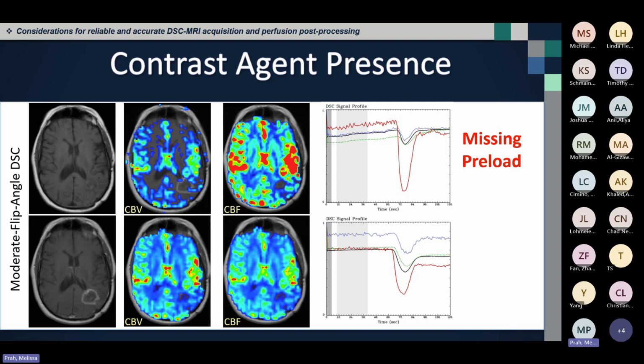The images from this bottom row were collected from this exact same patient during the same scanning session, but with a preload present. So you can see the clear difference in image quality and accuracy.